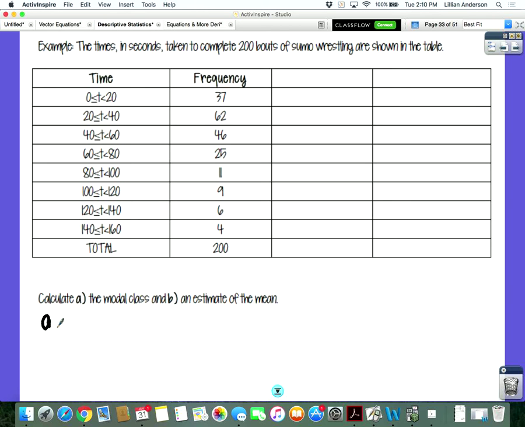When we look at that, that should be pretty easy to see that the modal class is what? 20 to 40. So you literally just write down that class. That is your answer, okay? Easy points right there. Which one has the most, okay? Can't say total, okay? That actually represents the sum.